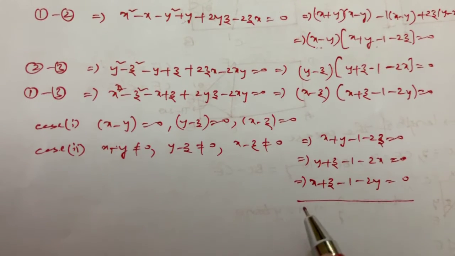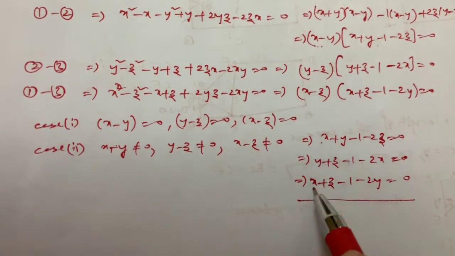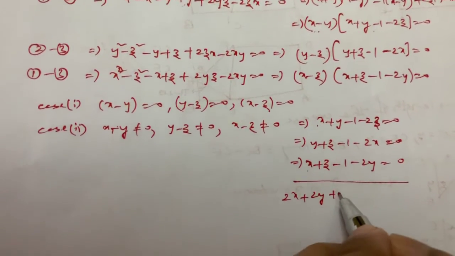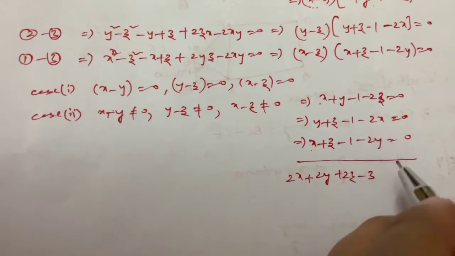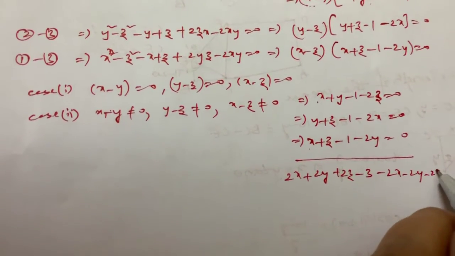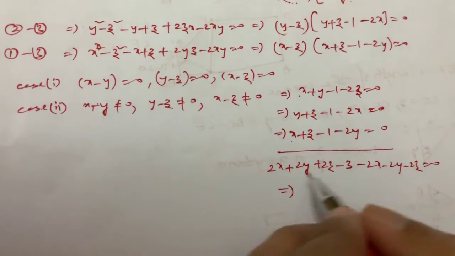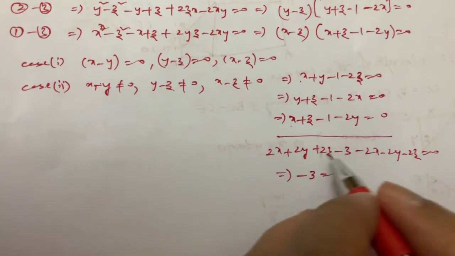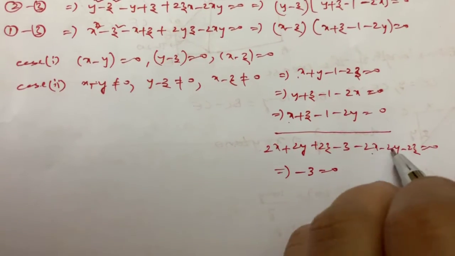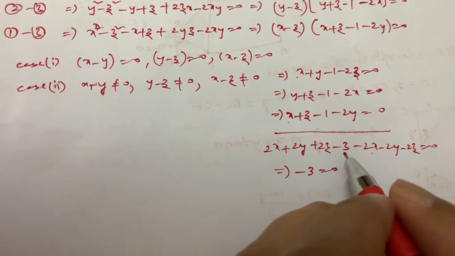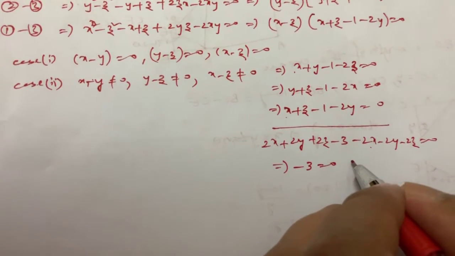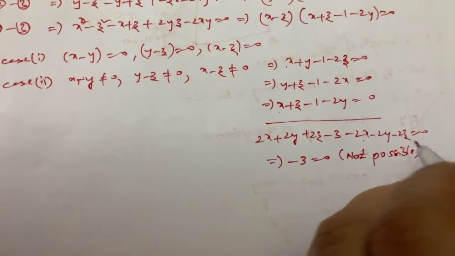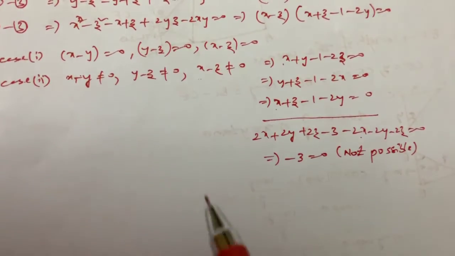Add all these three equations. If I add them, x is present twice, so 2x, y is also twice, plus 2z, minus 3, minus 2x, minus 2y, minus 3z is equal to 0. 2x and minus 2x, 2y and minus 2y, 2z and minus 2z, all get cancelled. We get minus 3 equal to 0, which is not possible. So if none of them is 0, we will not get any solution.